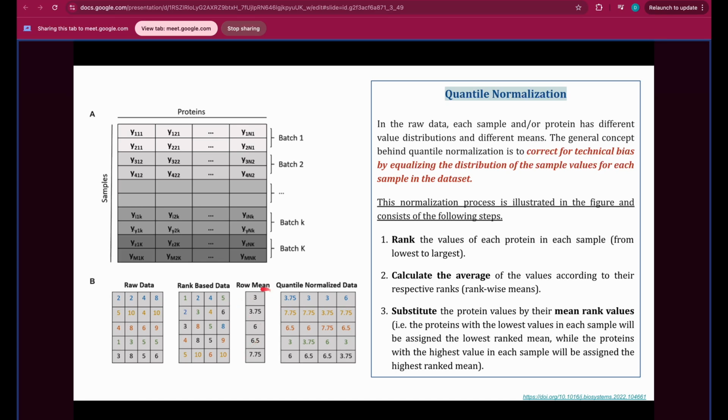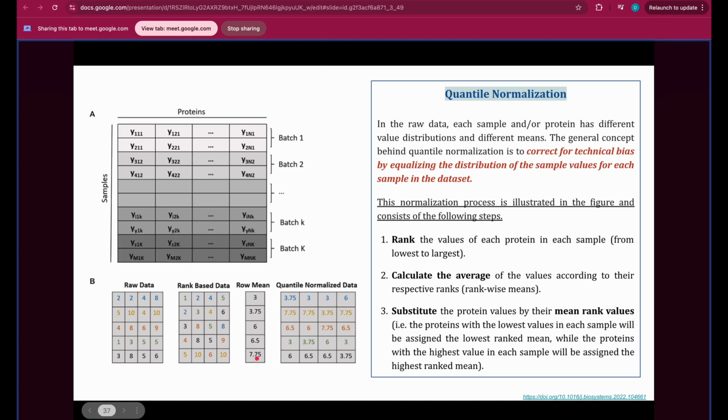So now after sorting, we will take the mean of their rows. In this case, these are different rows which have the rank-based data. Now for each row we will take the mean. So in this case, this row's mean will come out to be 3. Similarly, this row will have the mean value of 3.75, this row will have a mean value of 6, this row will have a mean value of 6.5, and similarly this row will have a mean value of 7.75.